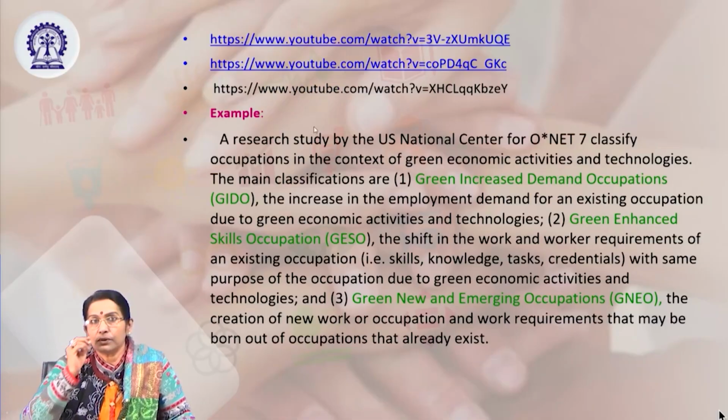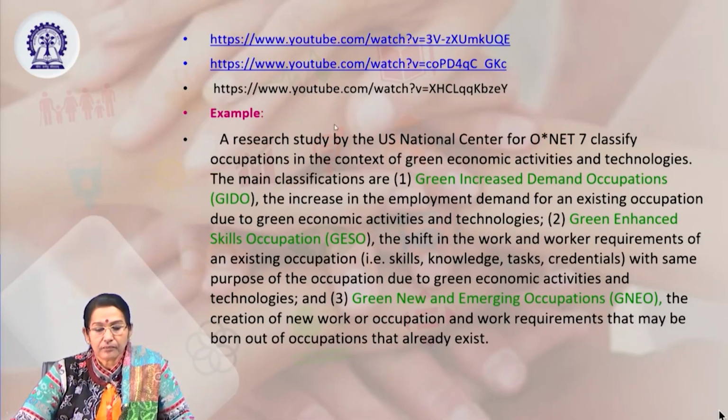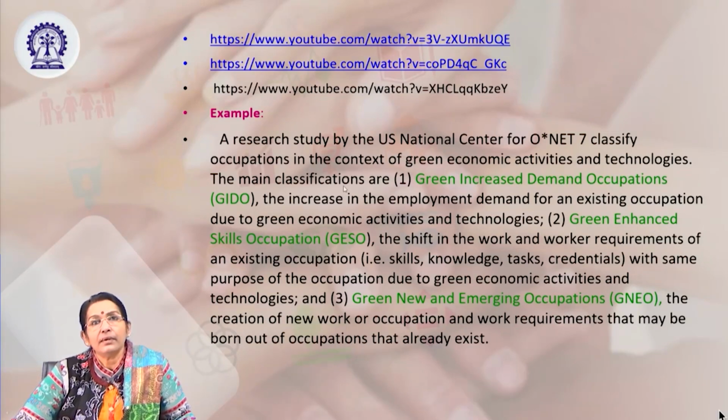You can also go through for the detailed studies. Now, this is an example given here. A research study conducted by the US National Center to classify the occupations in the context of green economic activities and technology. So, the study has been conducted by the US National Center for O*NET. That is how they have approached it, how they have classified it.